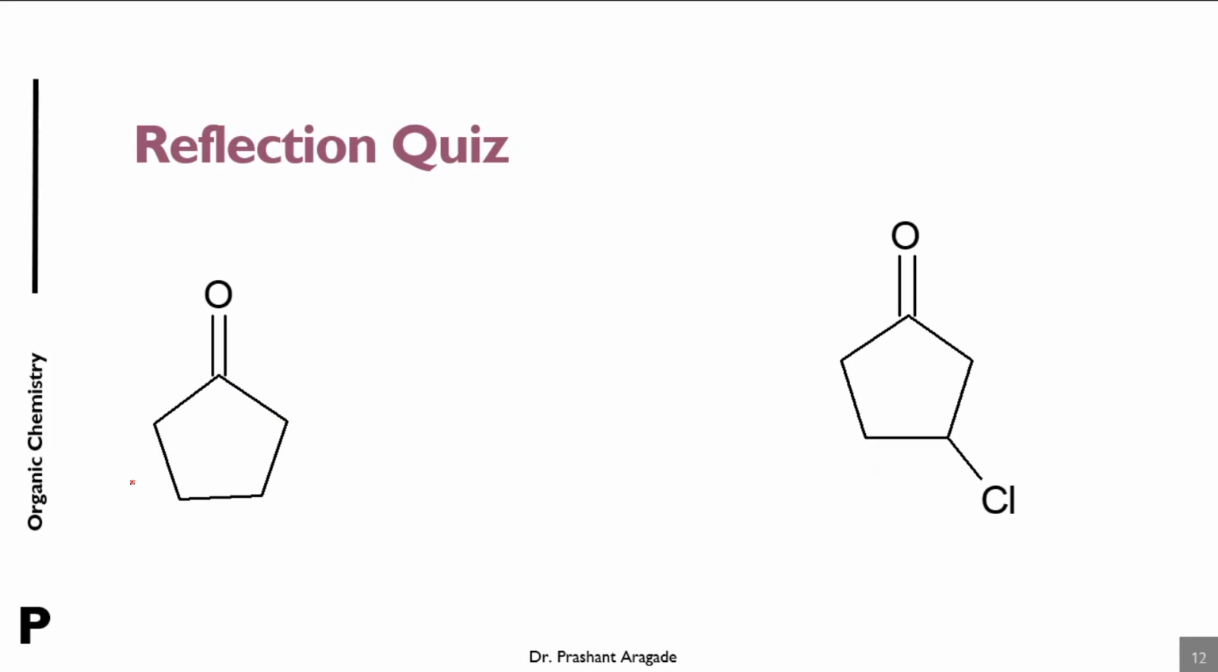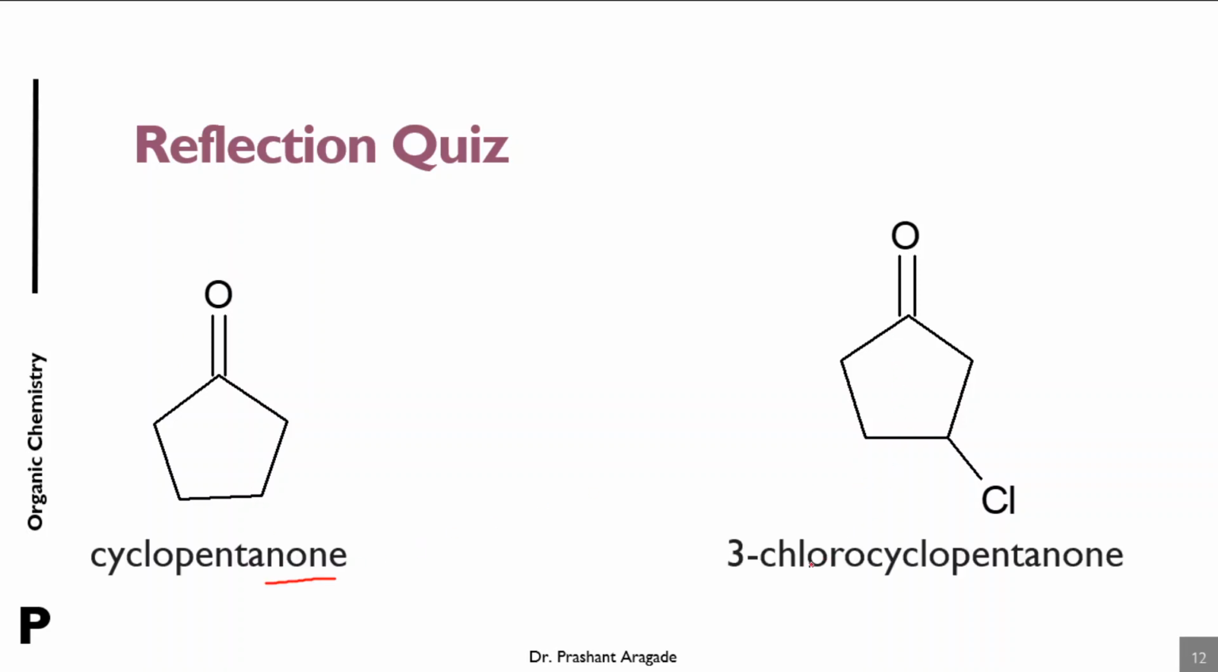If you see this ring, it is a 5-member ring, that is, it is cyclopentane containing ketonic functional group. So cyclopentanone is the name of this compound, and name of this compound is 3-chloro cyclopentanone. So you have to start numbering like that, 1, 2 and 3. So at 3 number position chlorine group is there. So 3-chloro cyclopentanone is the name of this compound.